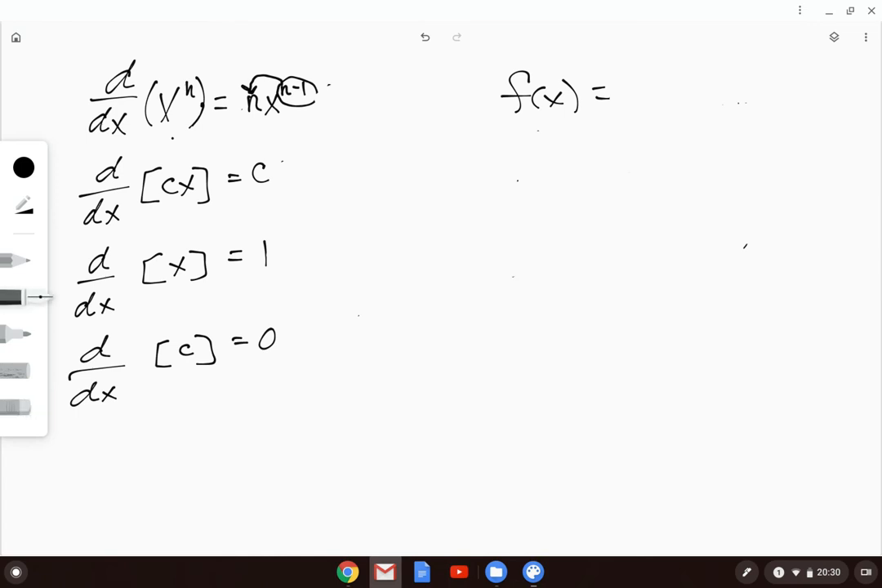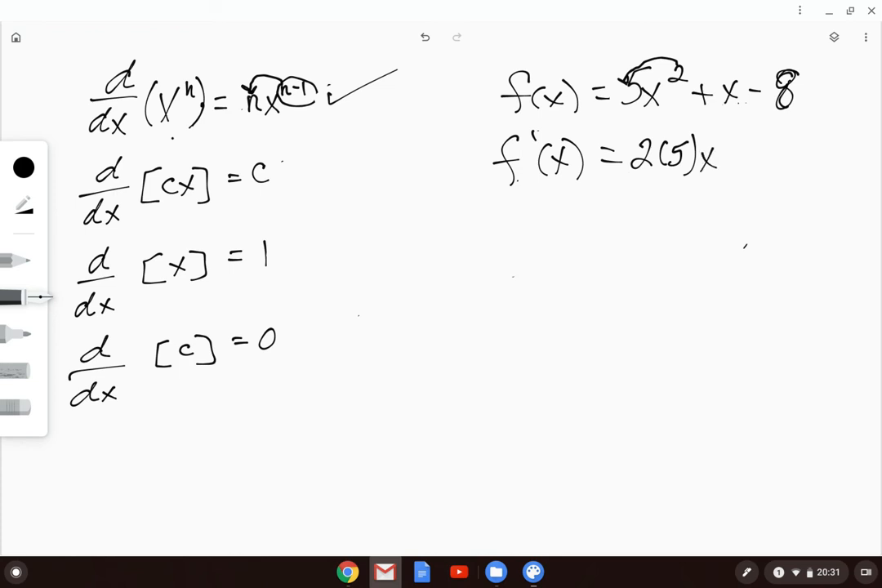All right, then, so let's look at this one. This one is going to be 5x squared plus x minus 8. All right, so again, when I look at this, I'm going to write my derivative function. So I start with my first rule. So I'm going to move my 2 to in front of the 5. So that's going to become 2 times 5 x to the 2 minus 1 for the first rule.